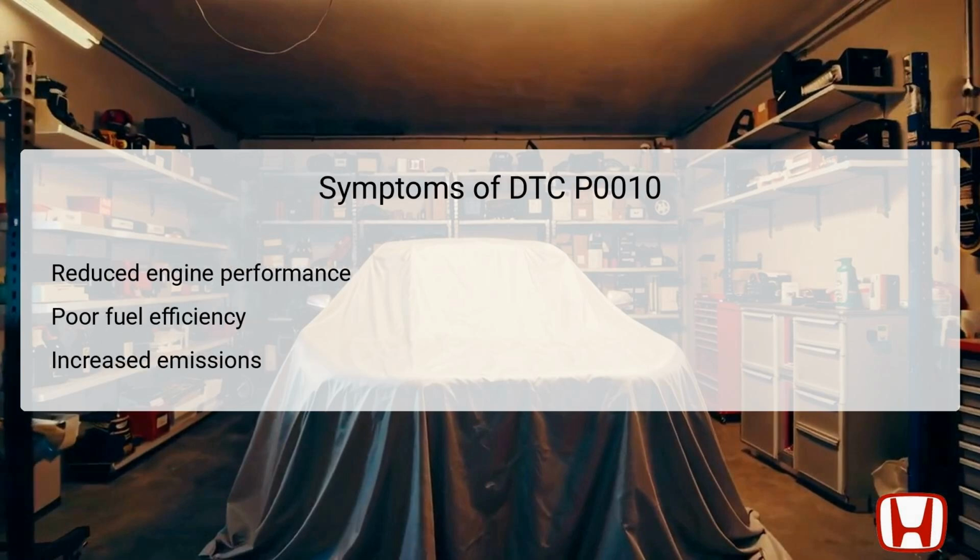The presence of DTC P0010 can manifest in various noticeable symptoms that may affect the driving experience of the Honda Civic. Reduced engine performance is a primary symptom, potentially resulting in sluggish acceleration or uneven engine running. Additionally, drivers may observe a drop in fuel efficiency as the engine may not be operating at its optimal timing, leading to excessive fuel consumption and decreased power output.